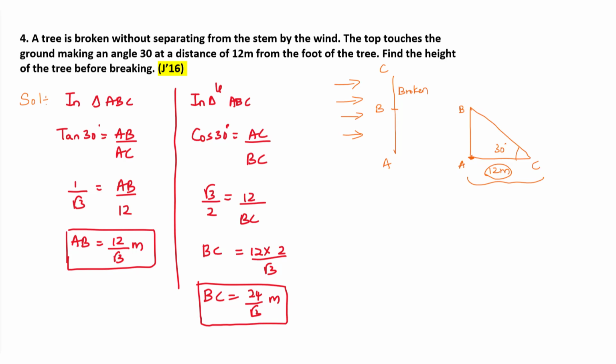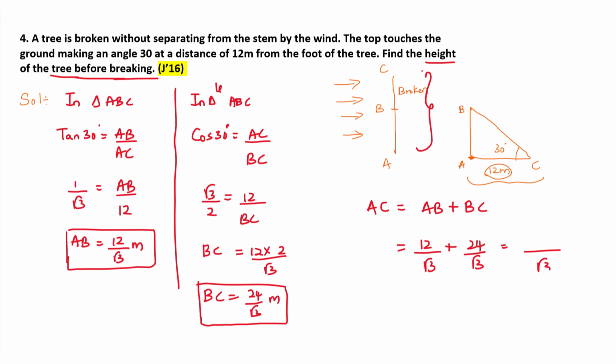In the question they have asked us to find the height of the tree before breaking. So before breaking means you have to find AC, the whole tree. This is the tree which is before breaking. So we find AC as AB plus BC. AB is 12 by root 3 and BC is 24 by root 3. Doing LCM we get root 3 and this is 12 plus 24. That is 36 by root 3.